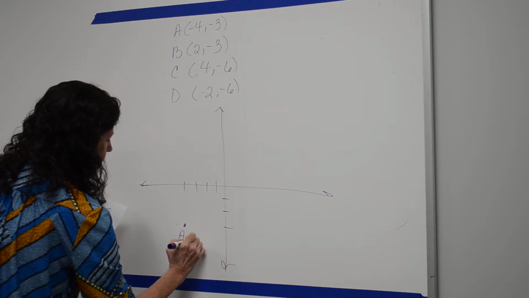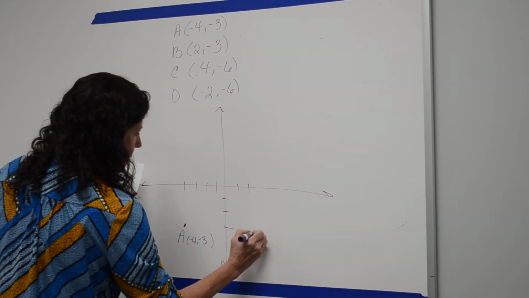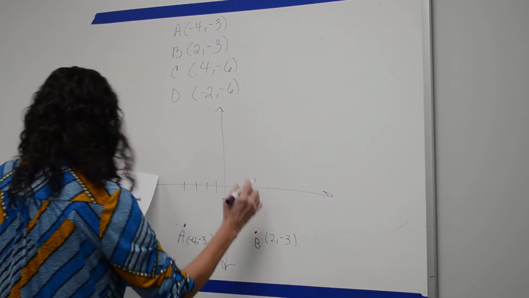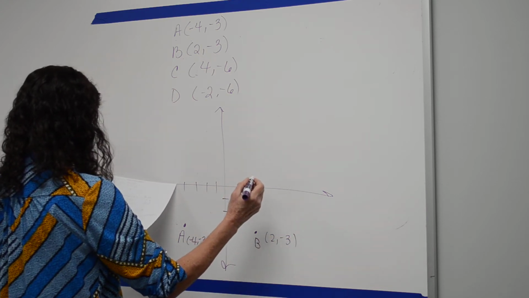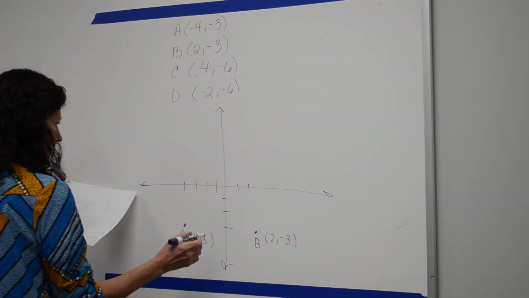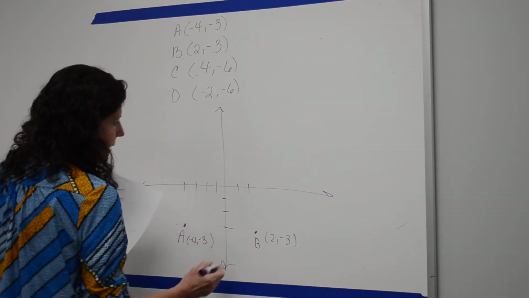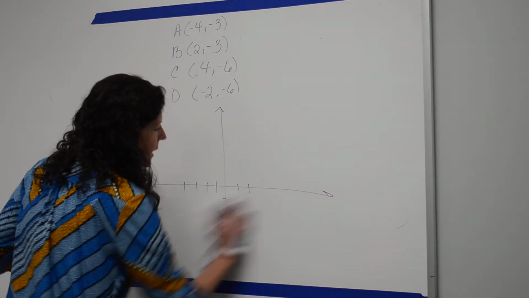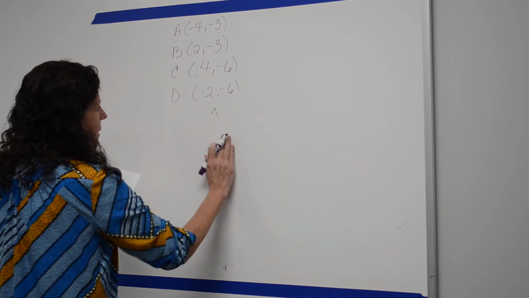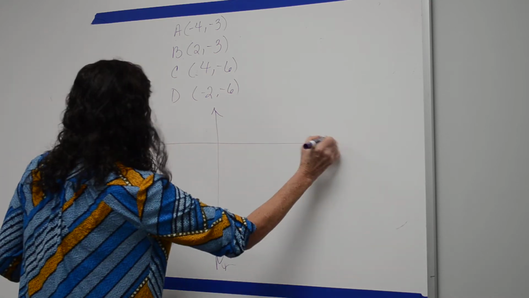This is A. And B is 2, negative 3. And then I have, oh, I'm going to have to go farther, okay, because this is down to negative 6. Okay, let me start again on that one, redraw it. I'm going to scoot up here.